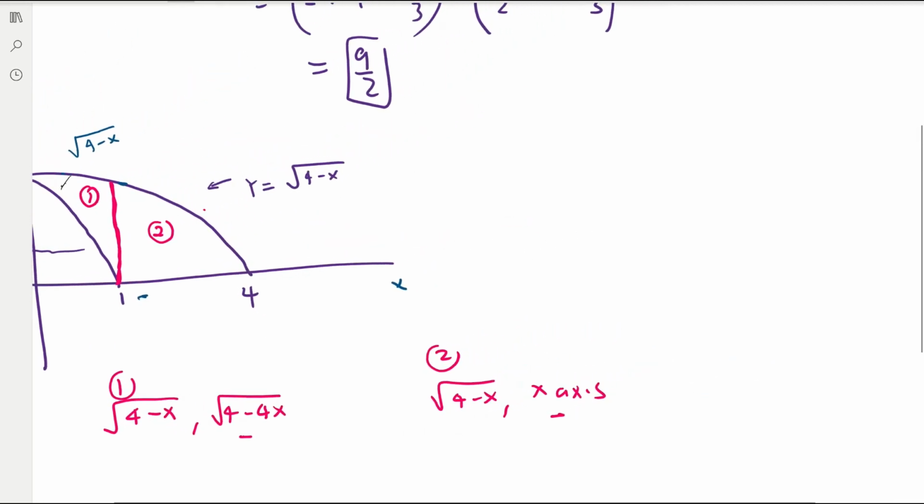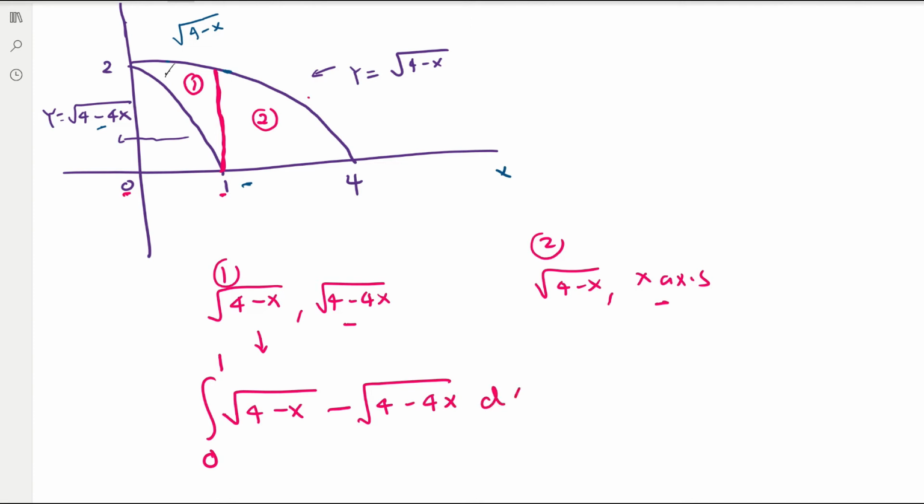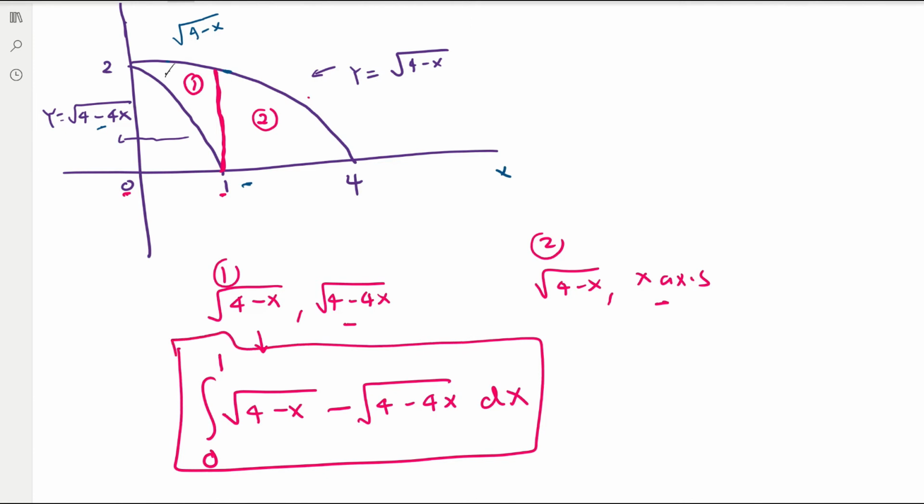So let's set up an integral for region 1, x values. The x values are going from 0 to 1, right? 0 to 1, first region. And the function on the top is square root 4 minus x, minus the function on the bottom, square root 4 minus 4x. That's the integral that will give you the area of the first region.